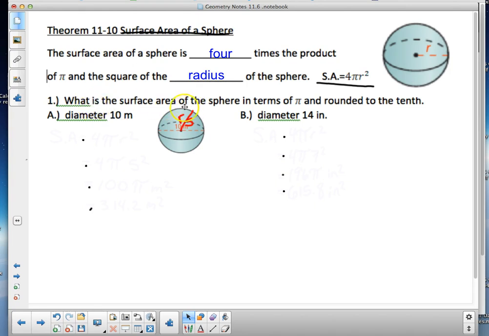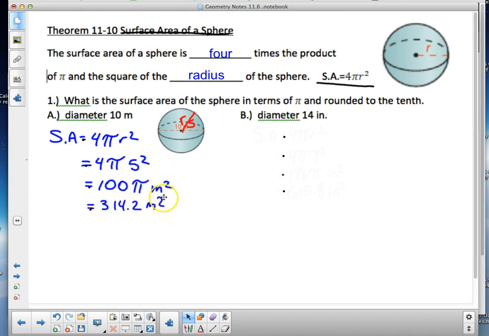Now, what is the surface area of the sphere in terms of pi and rounded to the tenth? Well, if I'm given a diameter, I've got a radius of 5 as I come in, and I take my formula, surface area is 4 pi r squared, I plug 5 in for r, and I get 100 pi in terms of pi. But I can also use my pi key in my calculator and get 314.2 meters squared.